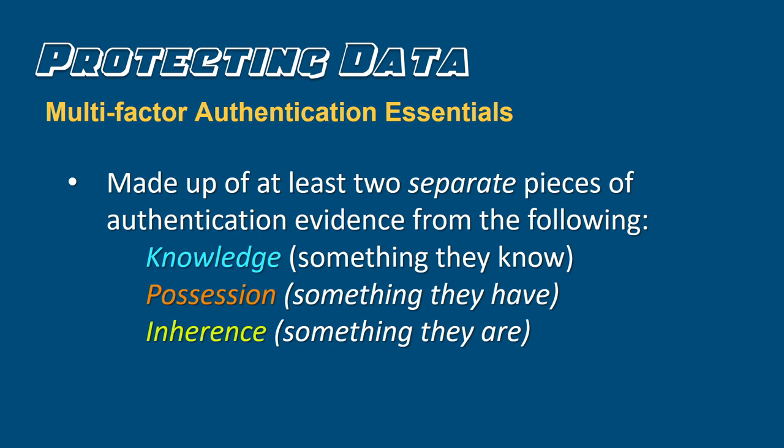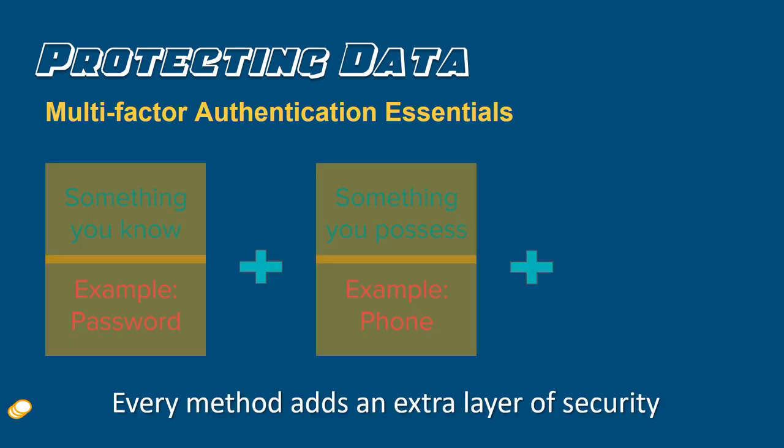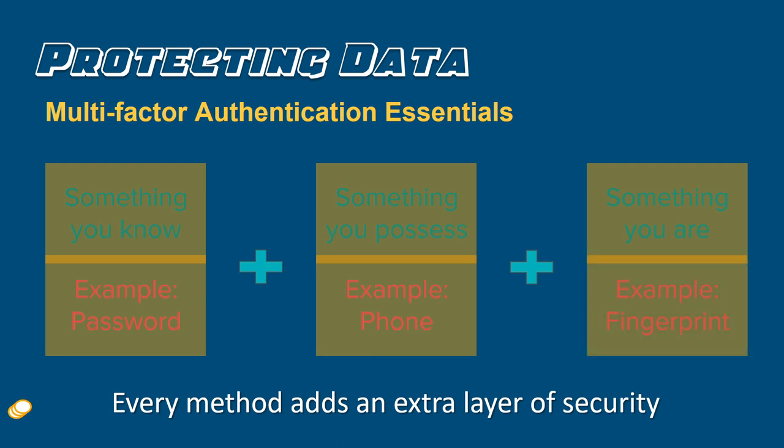And the other one, it might be something that you are inherently. So something that you have, or that you are, like your fingerprint, your iris scan, your face scan, something on your body that's part of you, right? So combining all these three things, you actually get a lot more security, and it's very hard to crack. So this is an example of multi-factor authentication. Every time you add another layer, you get another layer of security.